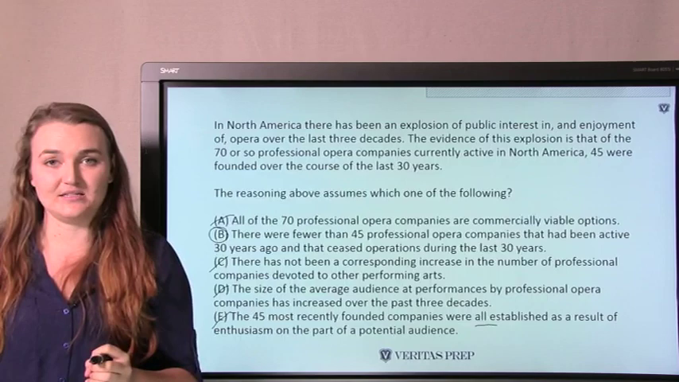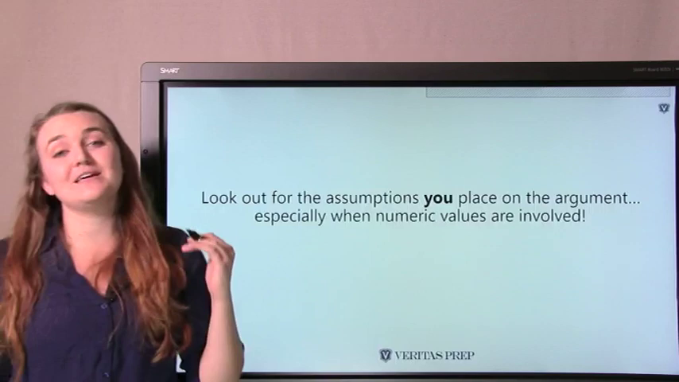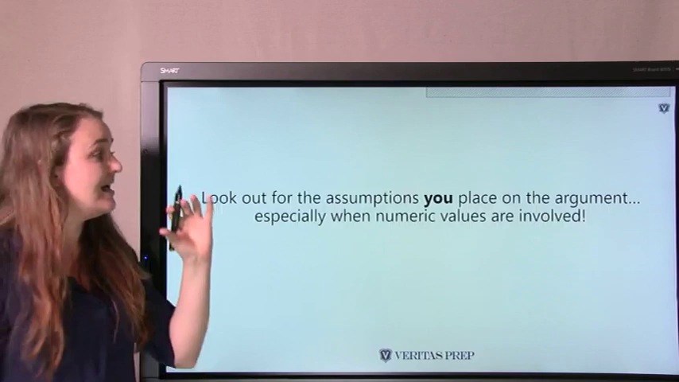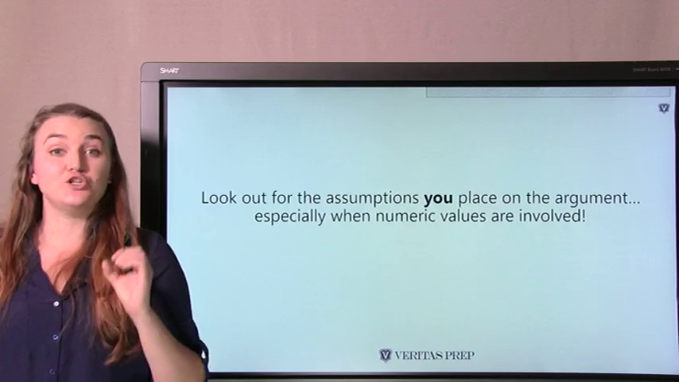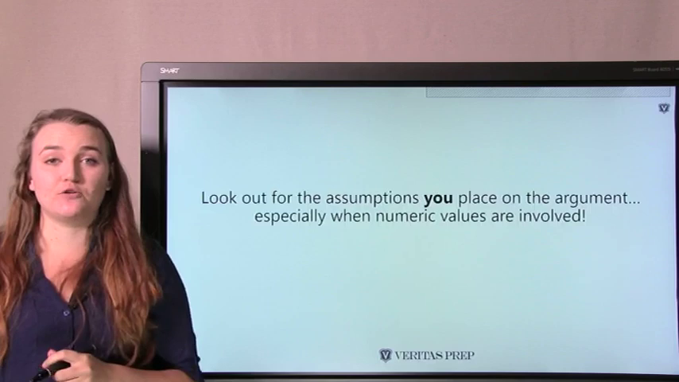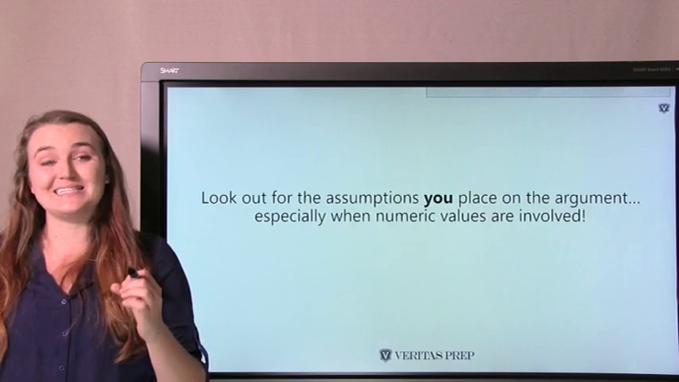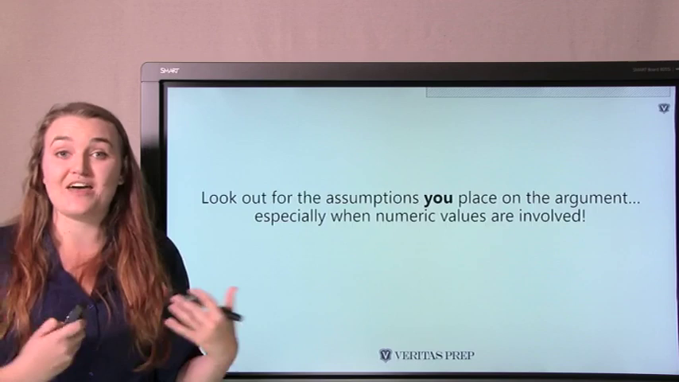So we want to make sure along the way that we're being very careful to look out for the assumptions that you are placing, right? The outside context that you are bringing into the argument, especially when it comes down to those numeric concepts. Because numeric values will absolutely make or break how you address critical reasoning questions, and they are a somewhat increasing trend on critical reasoning questions because they task us to bridge the gap between the way that we logically intuit and move through mathematic concepts and how that happens when there are words jumbled into the mix.